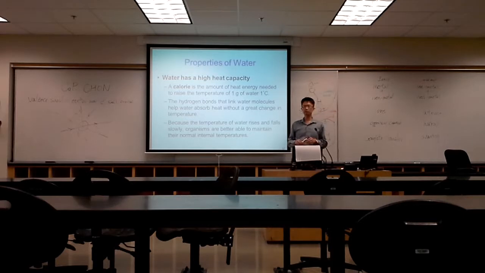One of the resulting properties is that living organisms like human beings, because we are composed of mainly water, can keep our body temperature relatively at a constant level. That's why we call ourselves warm-blooded animals, or we can call ourselves endotherms.